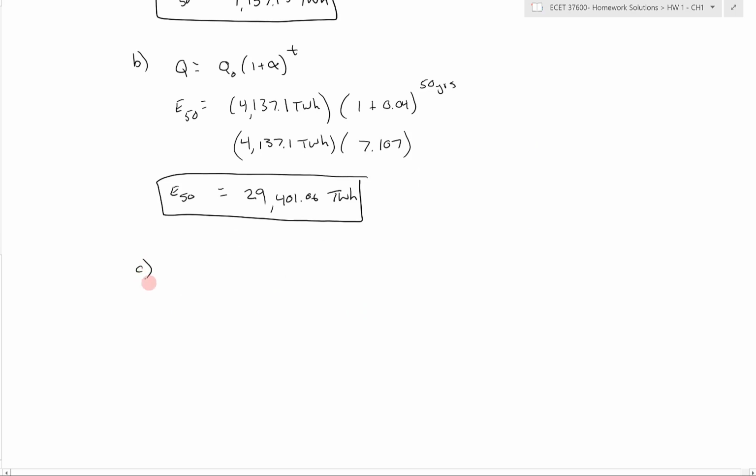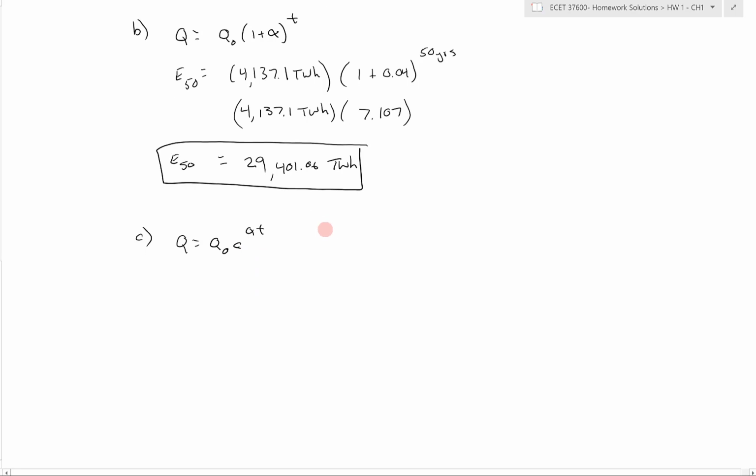Finally, we want what if we predicted energy growth using a continuous exponential model. So the model there is Q equals Q0 e to the alpha T. This is the model most commonly used in the past for energy consumption, although it's not as effective anymore as energy consumption has fallen off in terms of its increase per year.